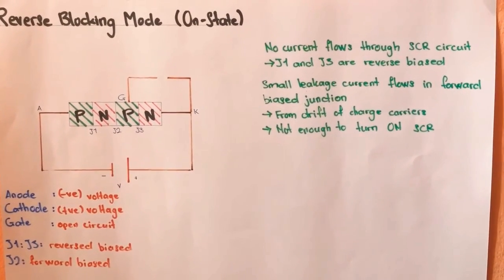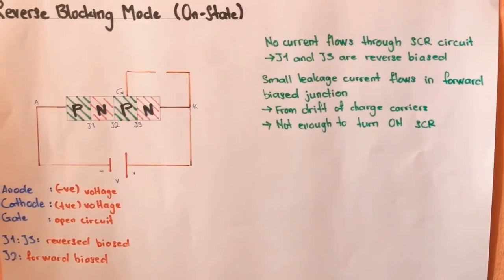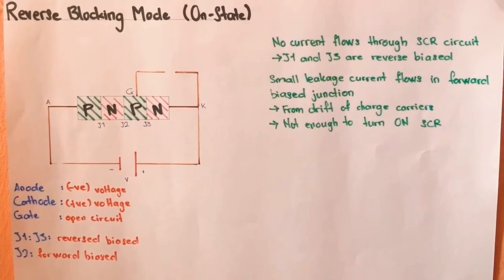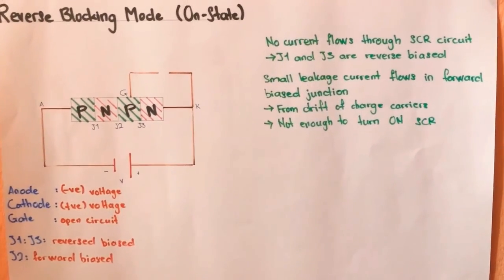Only a small amount of current flows in the forward biased junction. This is due to leakage from drifting charge carriers. However, it is not enough to turn on the SCR.